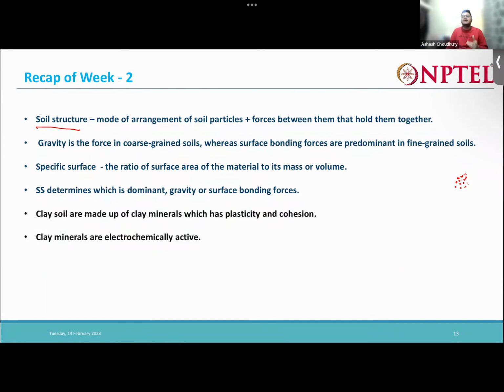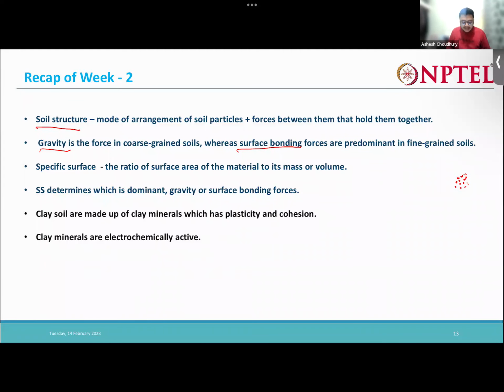And for clay soil, that is fine grained soil, there are certain surface bonding forces. There are different kinds of bonding forces like the hydrogen bond or van der Waals force, which bind these particles that are very minute, very small. As they are very small, there comes the play of another type of force which is different from gravitational force. Those are called the surface bonding forces. Those surface bonding forces are predominant in fine grained soil.